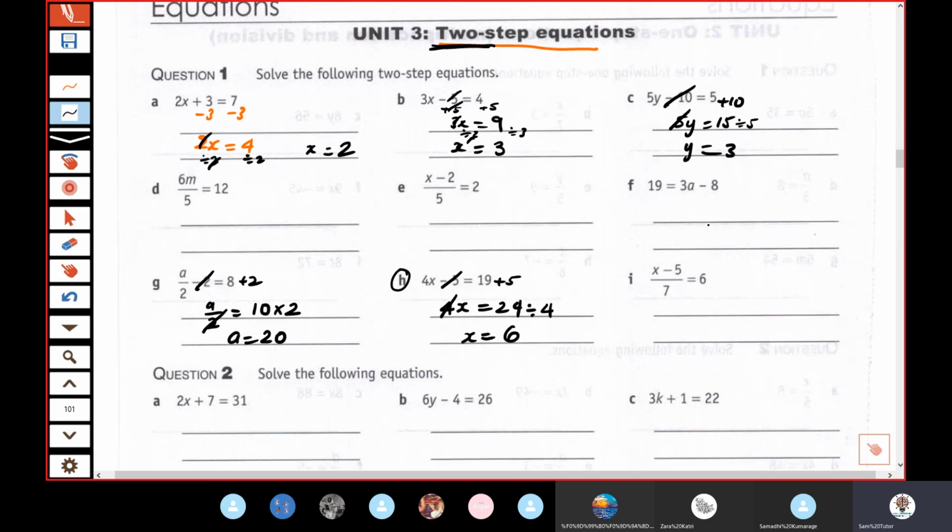Let's do one more. I'll do I. This one, because it's all over 7, please see how it's a bit different to G. With G, you first have to get rid of the subtraction sign. Whereas with this one, because it's all over 7, you first have to get rid of the 7. So you times by 7. 6 times 7 is 42. And now that looks pretty easy. That looks like the first questions we were doing, where you're just going to add 5. Any questions? Good.